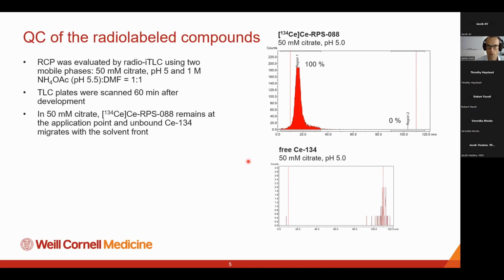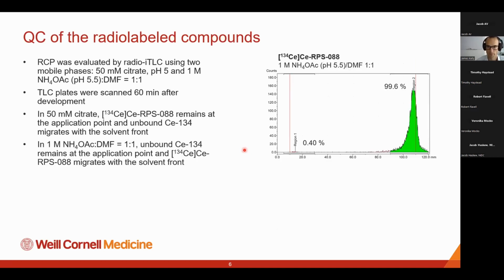For QC, we used a combination of methods. Primarily, we were looking at radio TLC, and we looked at 2 different mobile phases. So using this 50 millimolar citrate mobile phase, we found that our labeled complex stayed more or less on the application point, while the free or unbound radiometal traveled with the solvent front.